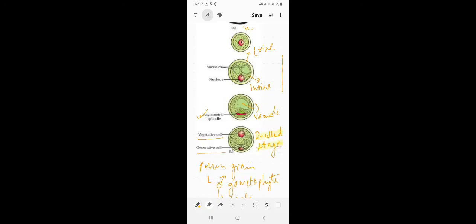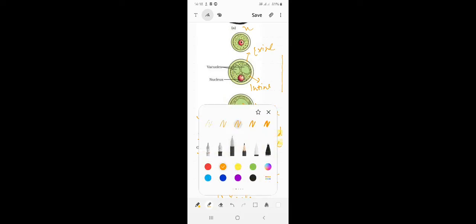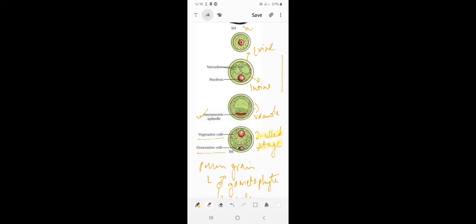After the formation of vegetative and generative cells, there is one more point or aperture in the exine, that is known as your germ pore. You will find some aperture over there where no exine is present. That point is known as the germ pore.